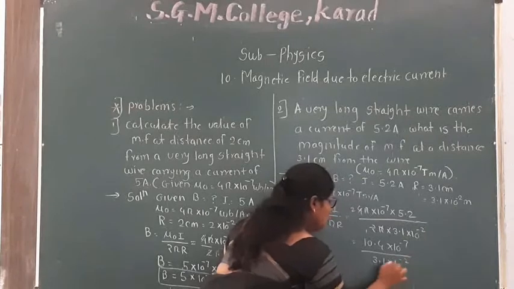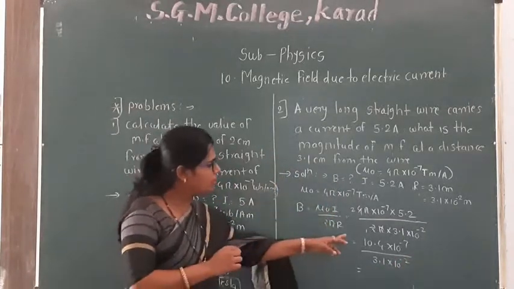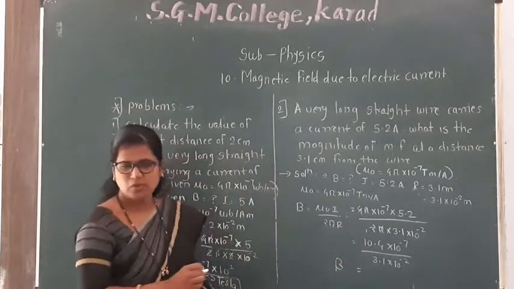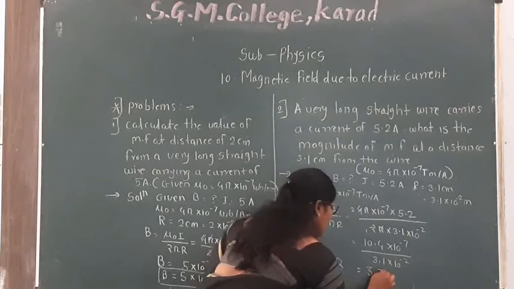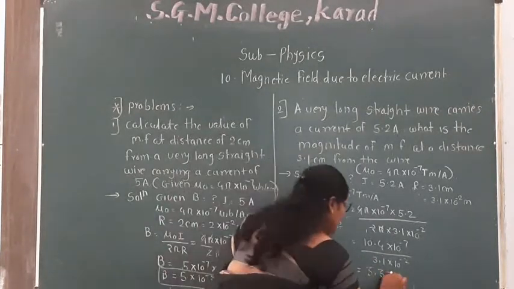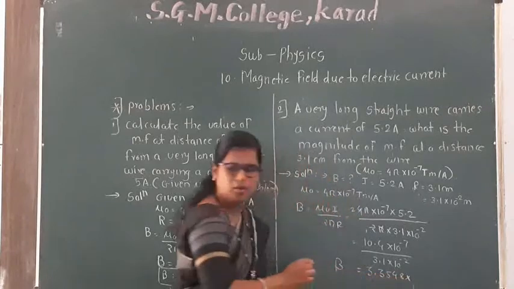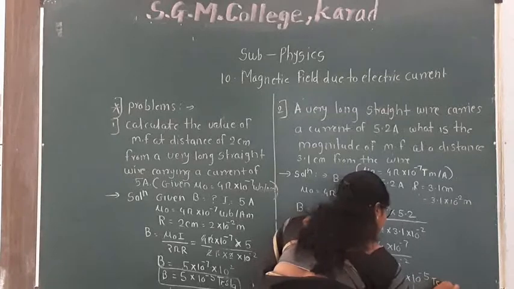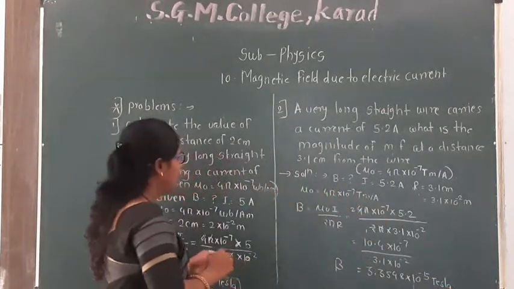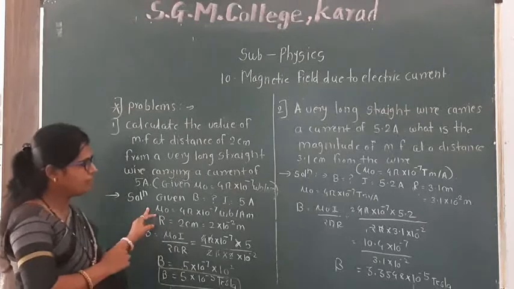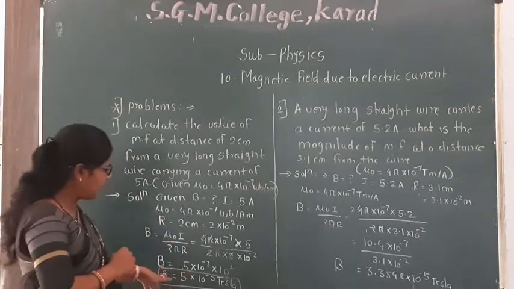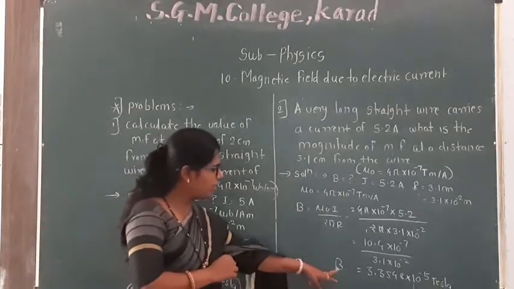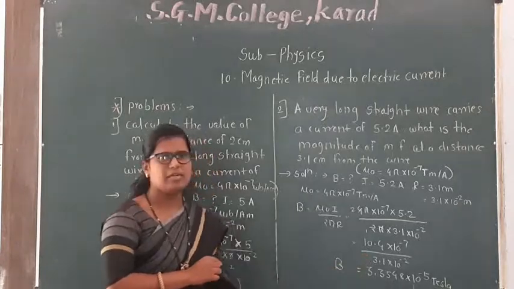Then by using the log table, we get 10.4 into 10 raised to minus 7 upon 3.1 into 10 raised to minus 2. After using the log table, the value of B is 3.3548 into 10 raised to minus 5. Here also the unit is Tesla. In both examples we use the same formula, and the unit of magnetic field we have to write is Tesla.